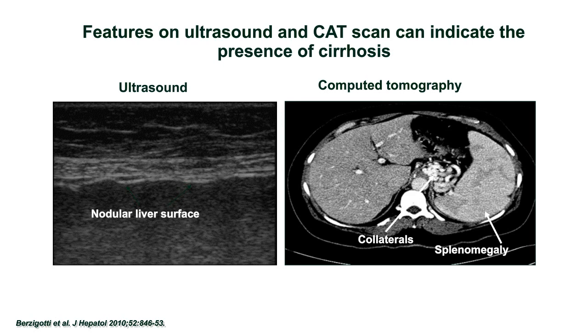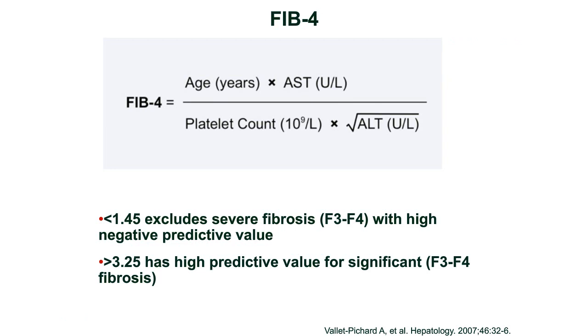What about some of the formulas that we use? One very useful formula is the FIB4 score. The FIB4 score is comprised of the patient's age, the AST level, the platelet count, as well as the ALT level. It's the age times the AST divided by the platelet count times the square root of the ALT level.